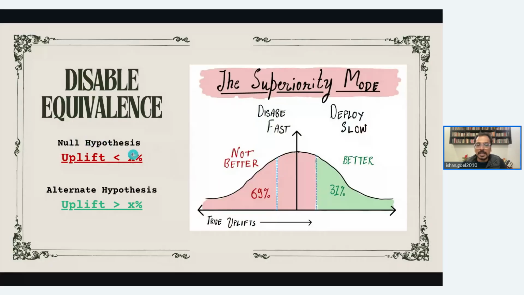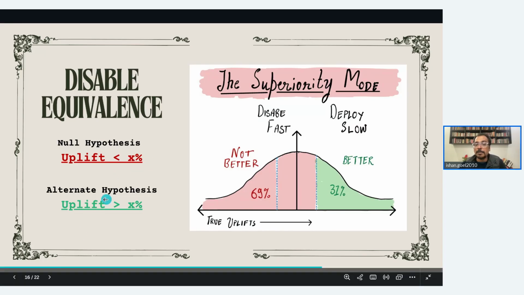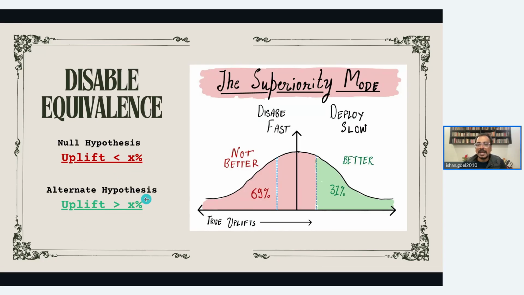So my null hypothesis becomes that uplift is less than X%. X% might be 1%, 2%, 3%, whatever value you set. The null hypothesis is that uplift is less than X%. The alternate hypothesis is that uplift is greater than X%. And this approach allows you to disable fast and deploy slowly. So you are able to more accurately get into the winners, and winners will take more time, but disabling will be easier. Exactly like the scenario of old granny photos that I shared with you.